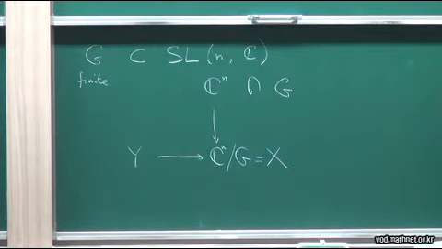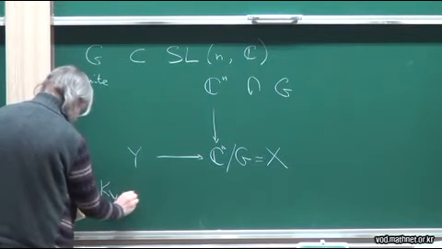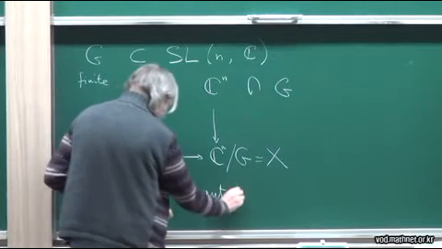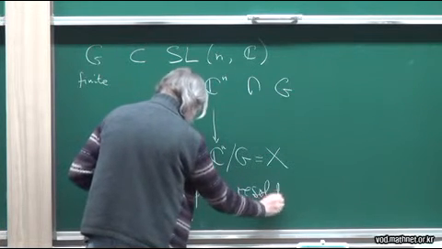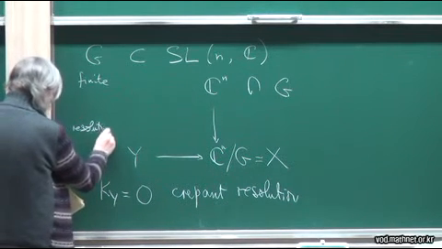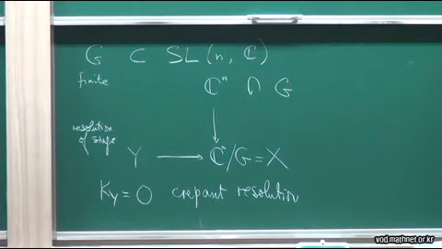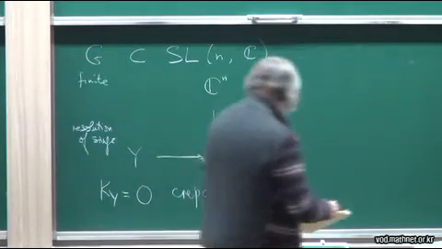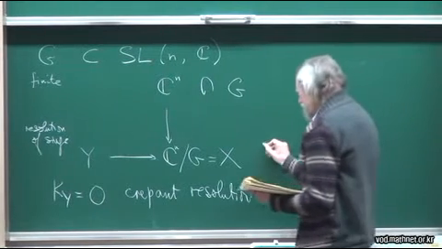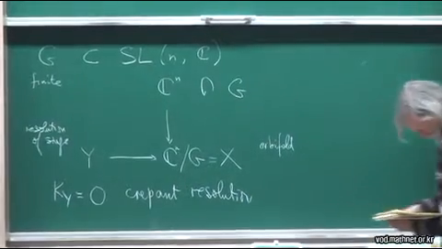And the good case, the case that we like, is when K_Y is trivial, and this is called a crepant resolution. So this is supposed to be a resolution of singularities. So in the old days, these things were called quotient singularities. So nowadays they tend to be called orbifolds, or Deligne-Mumford stacks, if you prefer.